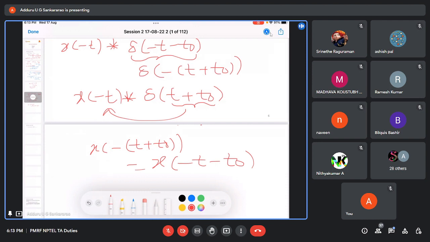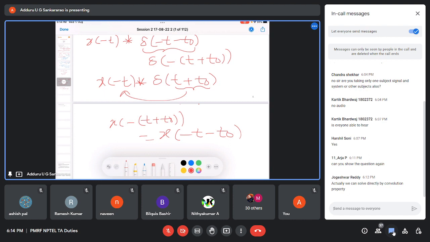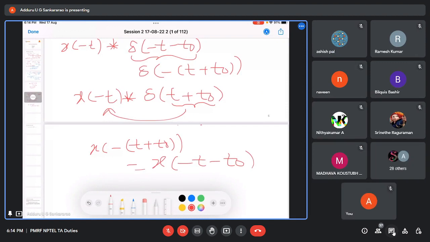So two properties we need to use here. One is that the impulse is an even function. Another thing is the convolution property of impulse. With this we can solve this problem. Jogeshwar Reddy was telling that actually we can solve it directly by the convolution property. Yes. Do you have any questions or doubts from this?